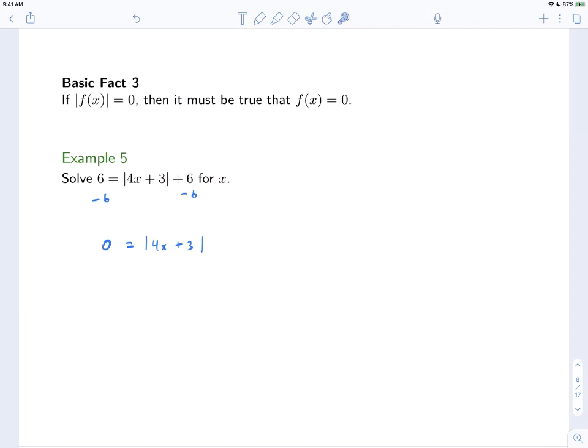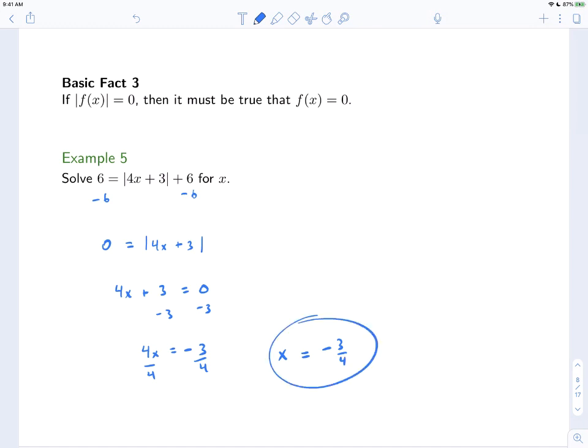So here, we're saying that the absolute value of 4x plus 3 is equal to 0. The only way that can happen is if the thing inside the absolute value was 0. So 4x plus 3 equals 0. And now we solve for x. You subtract 3 from both sides, you get 4x is equal to negative 3. Now divide by 4, and you get that x is equal to negative 3/4.